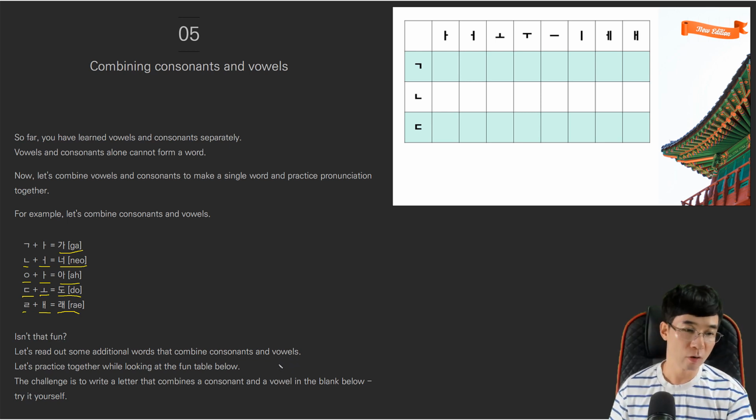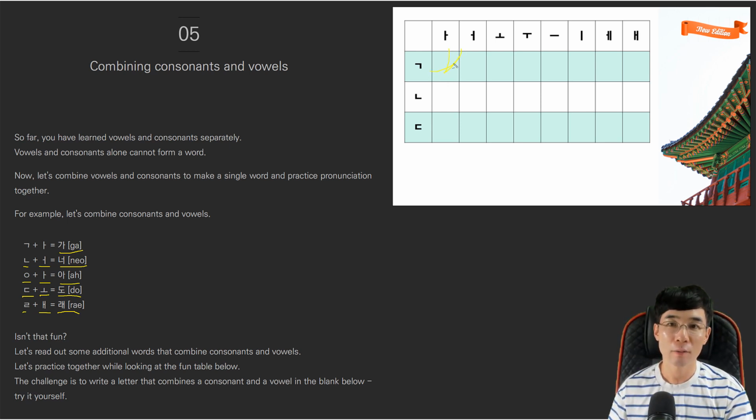Let's practice together while looking at the fun table below. The challenge is to write a letter that combines a consonant and a vowel in the blank below. Try it yourself. If you prepare a paper and a pen, please write it down and pronounce it by yourself.